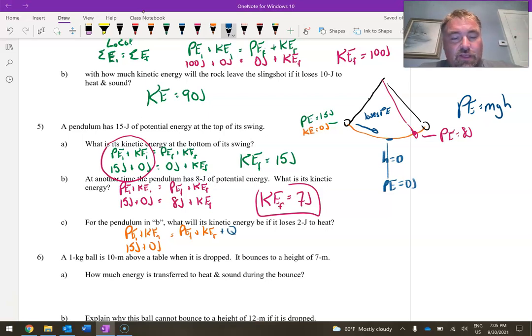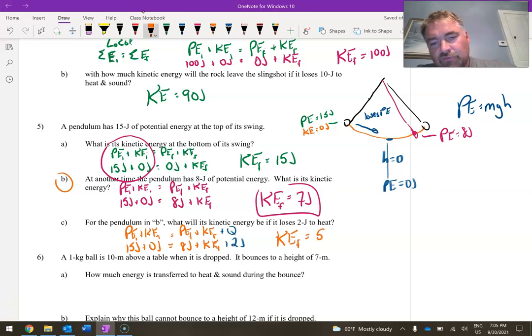So once again, our potential energy, and I'll put this back in orange, is at 8 joules because we're back at point B. We're looking for the kinetic energy final, but we know that Q, and I'll put it back in that blue pencil, is 2 joules. So 15 plus 0 is equal to 8 plus KE plus 2. So now my kinetic energy final has to equal 5 joules.